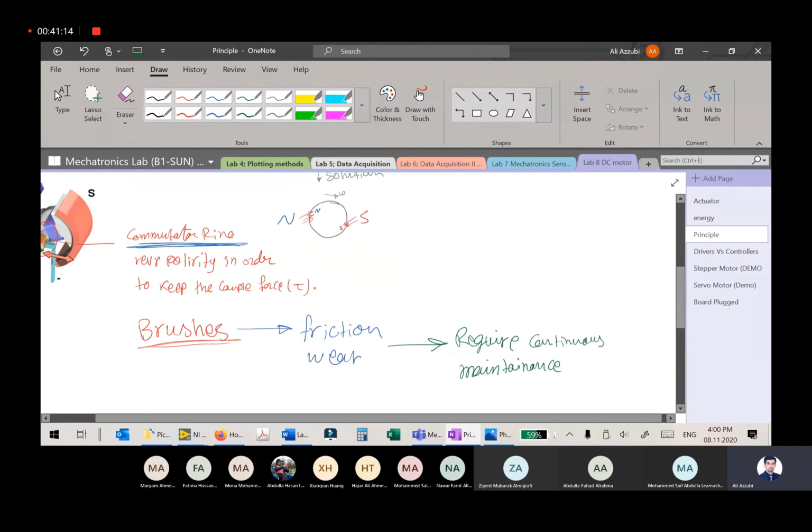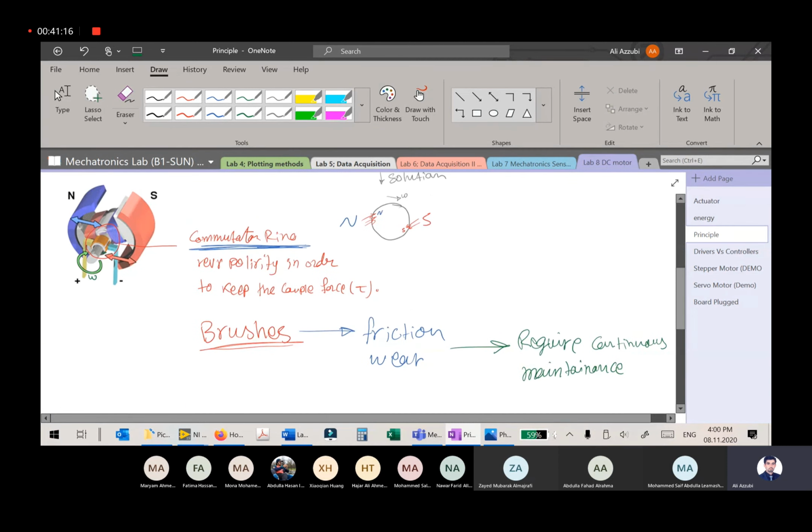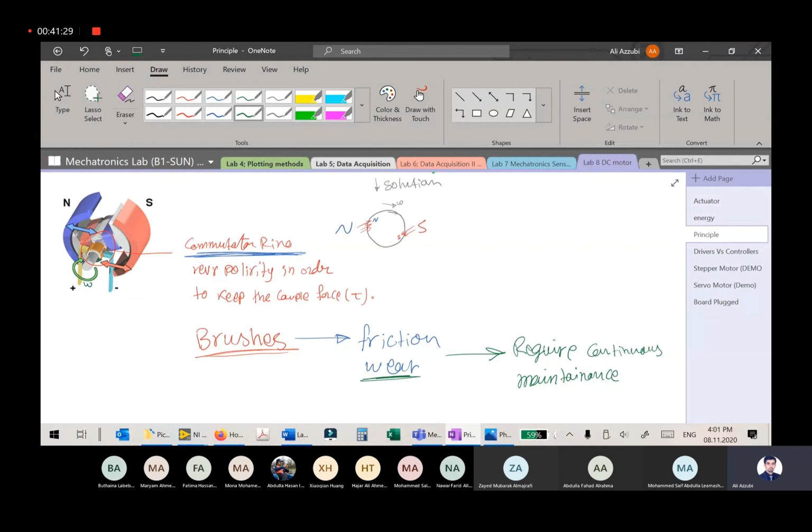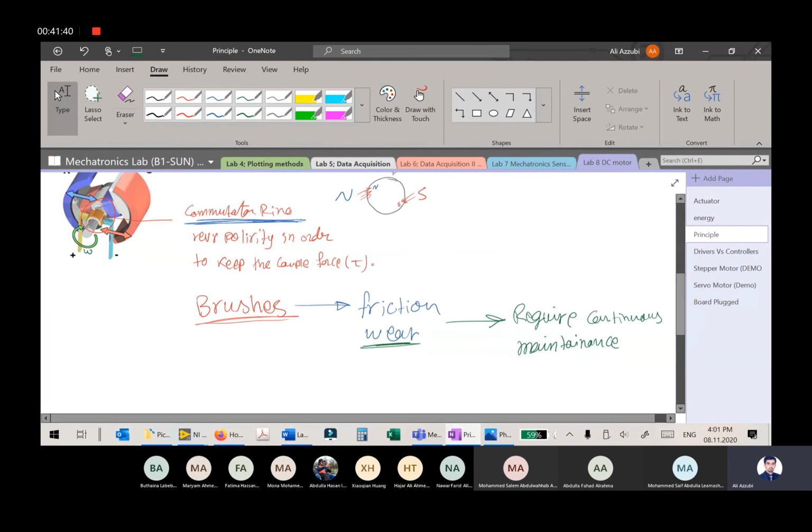So whenever you have a brushed motor, sooner or later these brushes will wear, and eventually you have to change them. You have to open the motor and change them. Some motors enable you to open them and change these brushes. Some motors don't, so you have to buy another motor. It depends on the brand of that motor. So these are important.